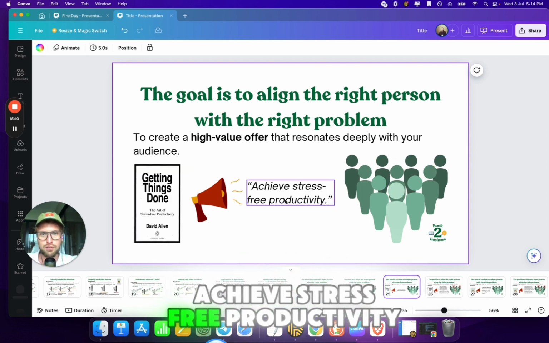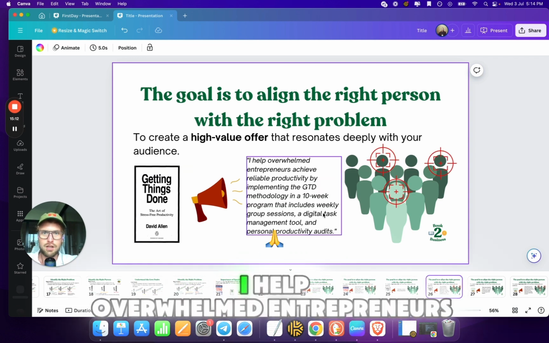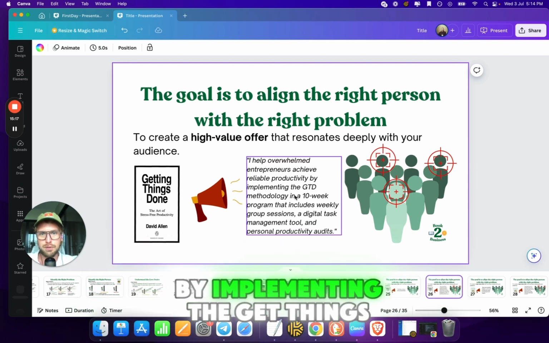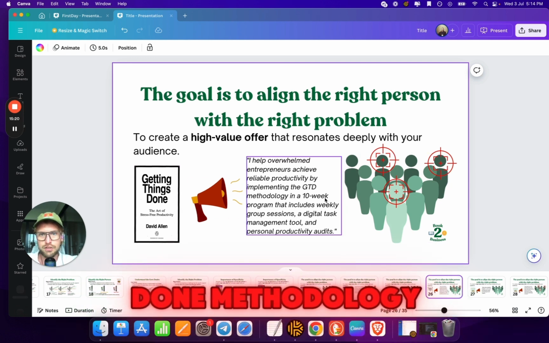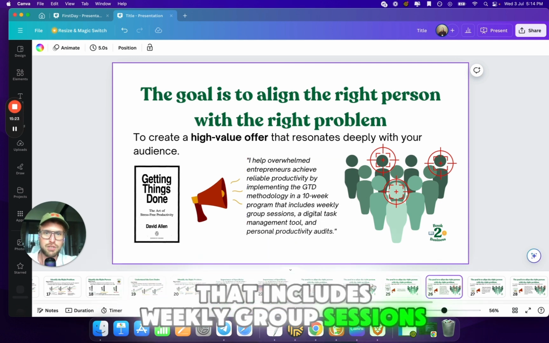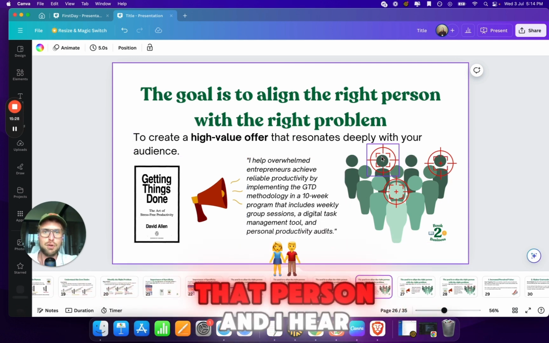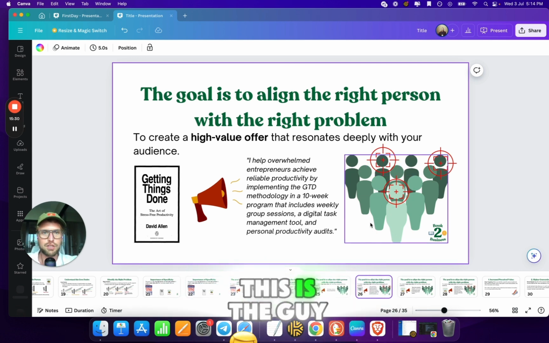Achieve stress-free productivity versus I help overwhelmed entrepreneurs achieve reliable productivity by implementing the Get Things Done methodology in a 10-week program that includes weekly group sessions, a digital task manager, and so on, right? Very specific. If I'm that person and I hear that, boom, this is the guy for me.